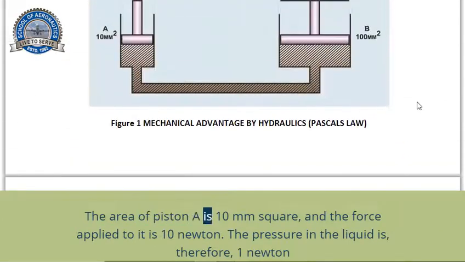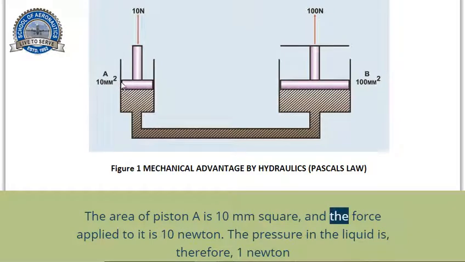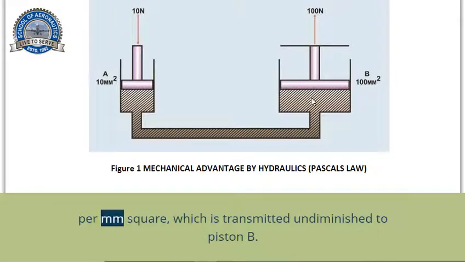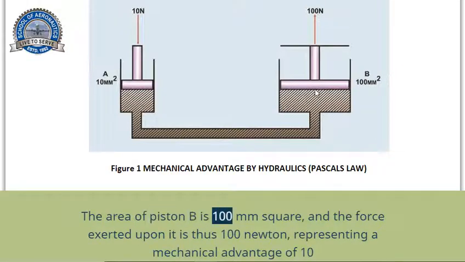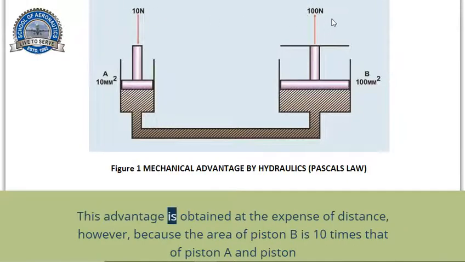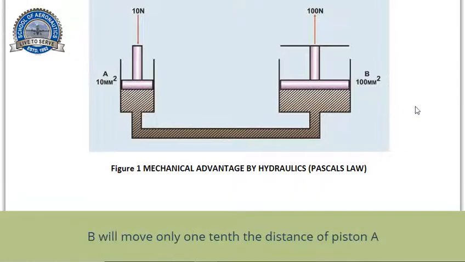The area of piston A is 10 mm square, and the force applied to it is 10 Newton. The pressure in the liquid is, therefore, 1 Newton per millimeter square, which is transmitted undiminished to piston B. The area of piston B is 100 mm square, and the force exerted upon it is thus 100 Newton, representing a mechanical advantage of 10:1. This advantage is obtained at the expense of distance, however, because the area of piston B is 10 times that of piston A, and piston B will move only 1/10 the distance of piston A.